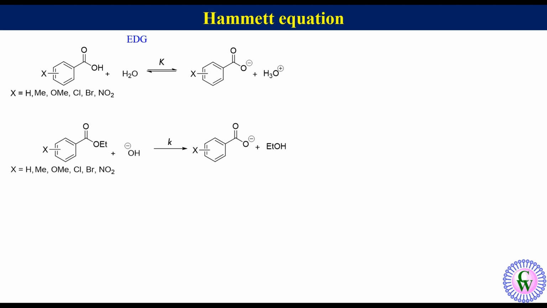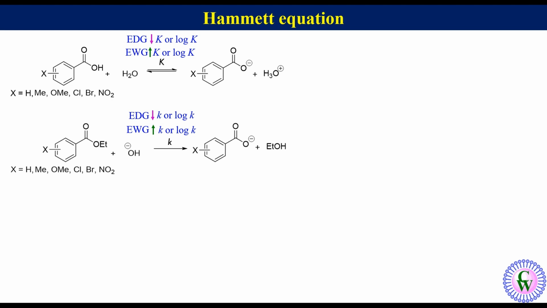Electron donating groups make carboxylic group less acidic and decrease capital K or log of capital K, while electron withdrawing groups make carboxylic group more acidic and thus increase capital K or log of capital K. Electron donating groups make ethyl carboxylate group less reactive and decrease small k or log of small k, while electron withdrawing groups make ethyl carboxylate more reactive and thus increase small k or log of small k.